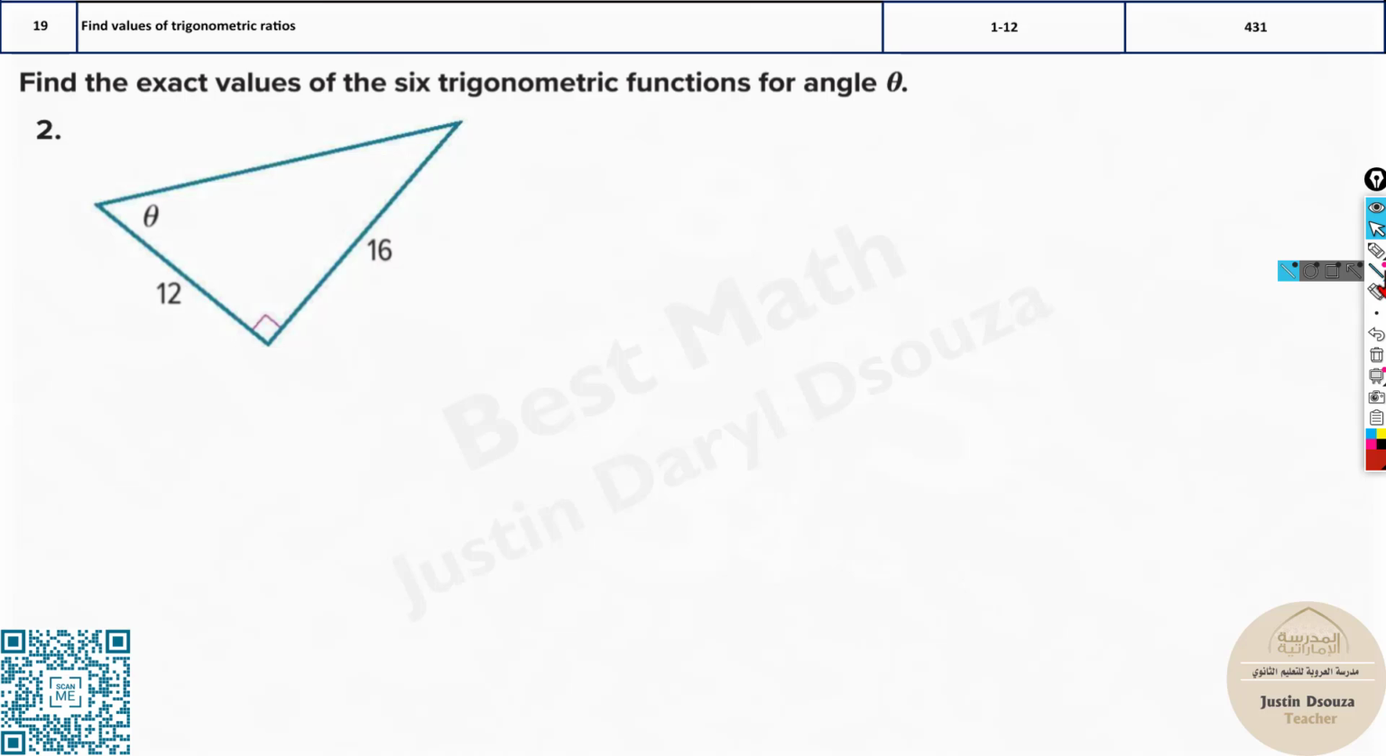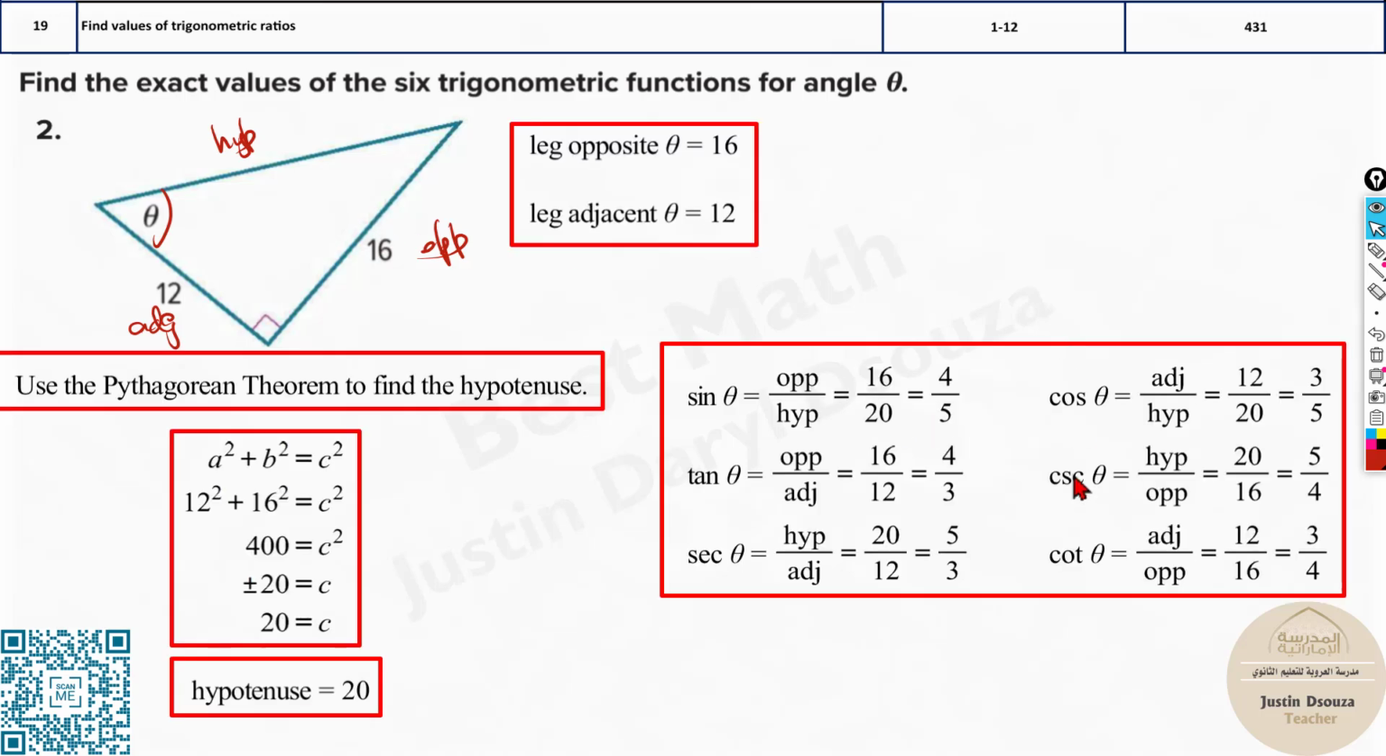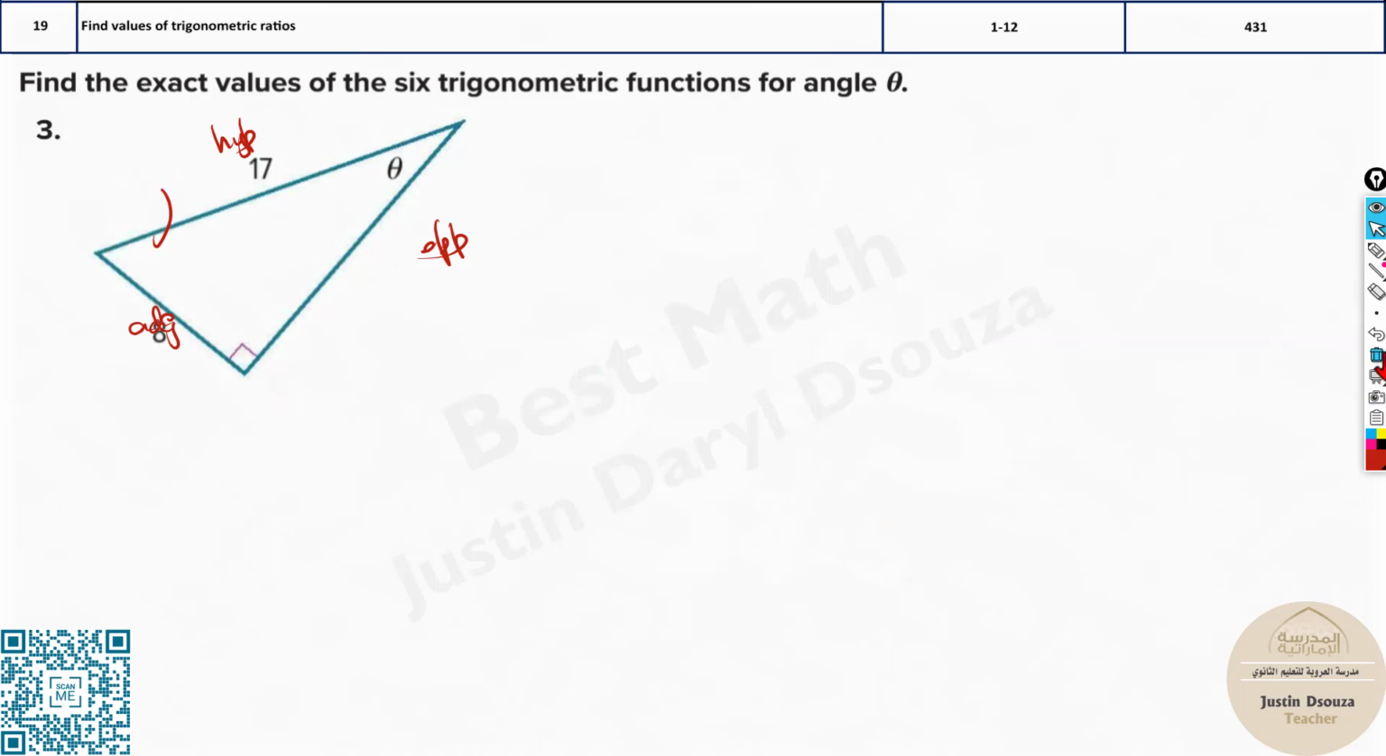Similarly, you can do the other problems by yourselves. Now I'll just write: this is the hypotenuse and this is theta, so this will be opposite and the other side will be adjacent. Please do these problems in any way, but you need to solve at least sine, cosine and tan, and then you can find the other trigonometric ratios. You solve it and then check the answers. Similarly, this one as well.